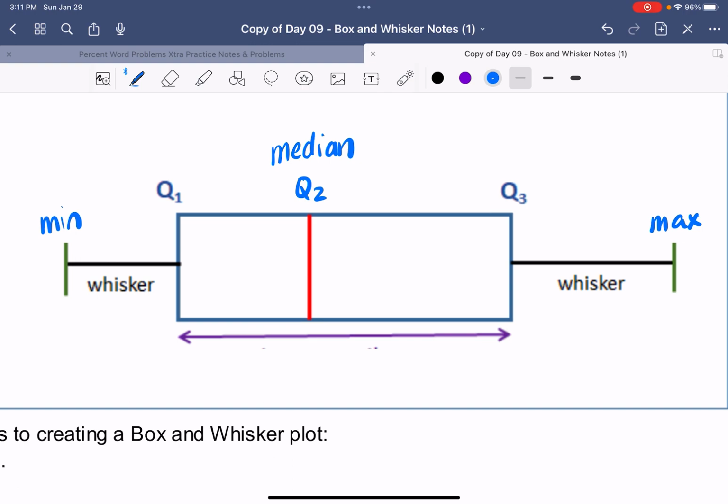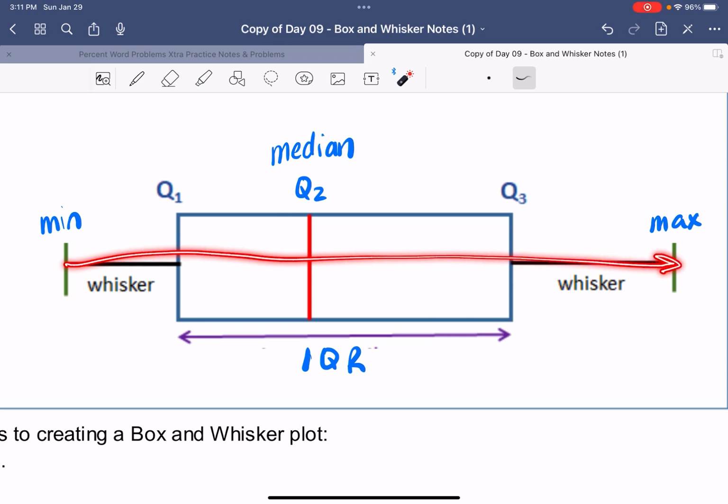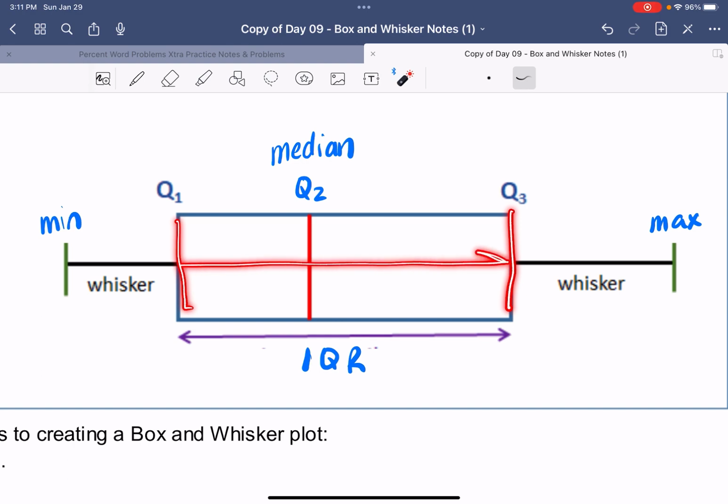Now, I also want you to remember that this purple line right here is your IQR, also known as your interquartile range, okay? Now, your range is actually your minimum all the way to your maximum. So when you're thinking about the word range, this is what you're looking at. When you're thinking about interquartile range, you're looking at the distance between your quartiles, okay?